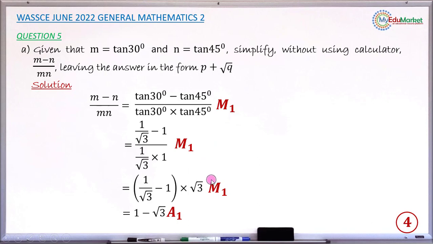The next mark is simplifying this fraction further in an attempt to get the simplified form. After this level, you have this method 1 mark. And when you have the simplified form as 1 minus root 3 exactly, you have this accuracy 1 mark. So in total, this question has 4 good marks.